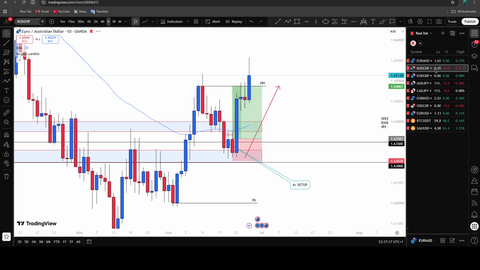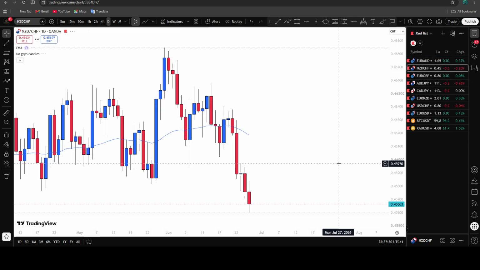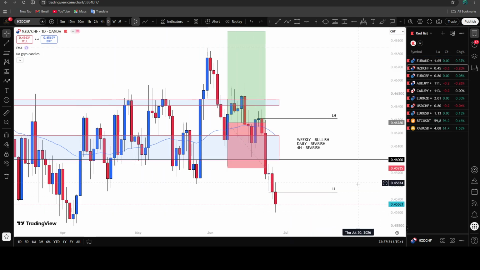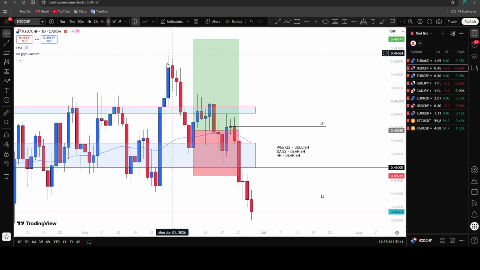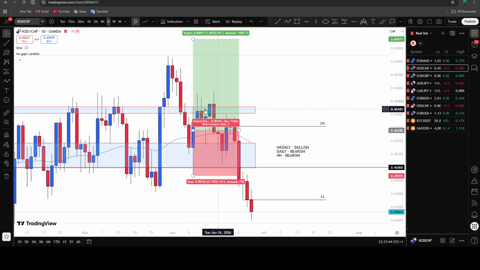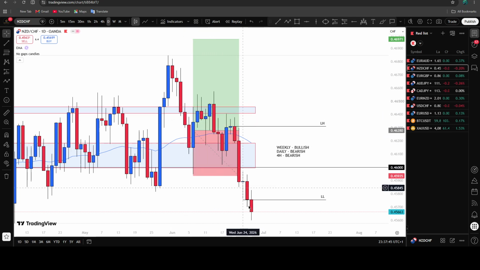The next pair is NZD CHF. NZD CHF was a trade I've been holding for the past 2 weeks. So this week now making 3. This week that just finished today making 3. So this was the higher high and this was the higher low. So price came down here, and because of this resistance zone that is here, it had to push the price down.